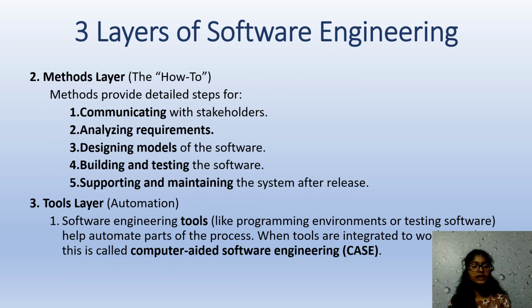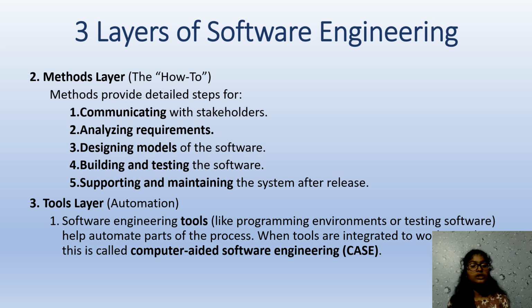Coming to the second layer, that is the method layer, the how-to layer, which provides the detailed steps for communicating with the stakeholders, analyzing the requirements, designing the model of the software, building and testing the software, and supporting and maintaining the system after the release. These are the steps for the methods layer.